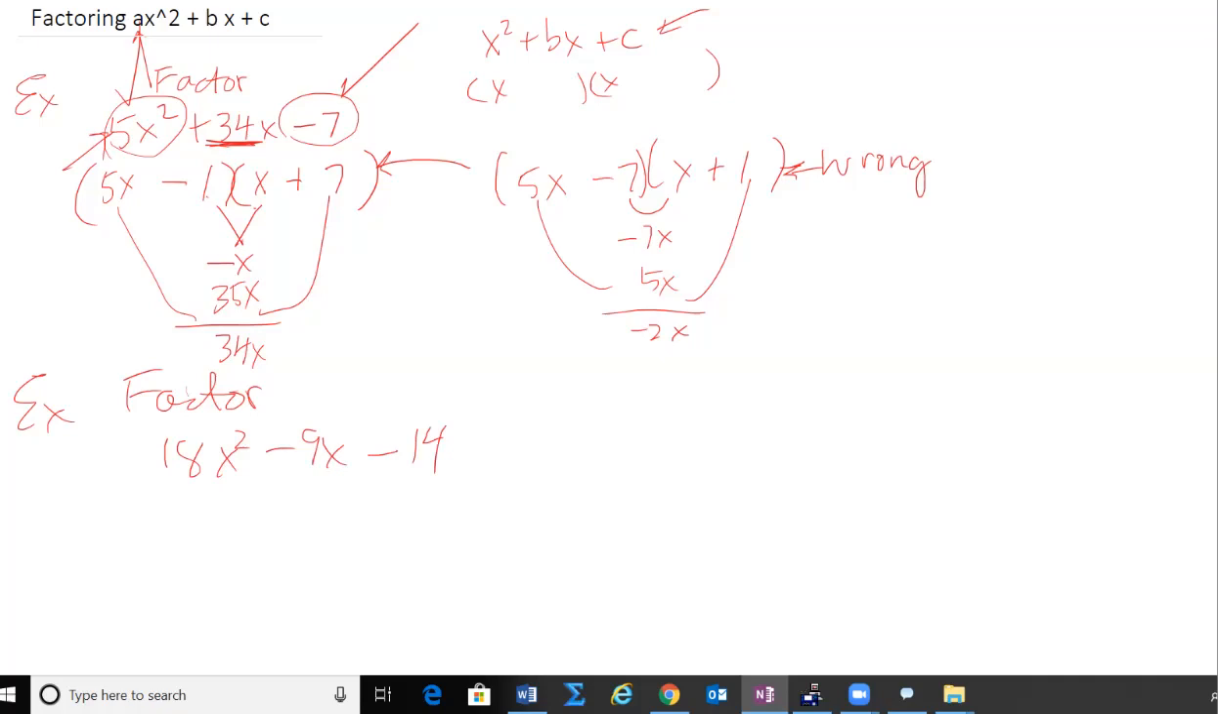Okay, so here it is. And again, notice the 18 in the front, but we're still going to try what we did before. Now, I'm going to purposely try a 2x and a 9x because 2 times 9 is 18. And x times x is x squared, so that's covered. Now that leaves the 14 over here. So I might try, I don't know, 7 and 2. And since it's negative, I gotta make one of these negative, one positive. Now let's see if that works out for us.